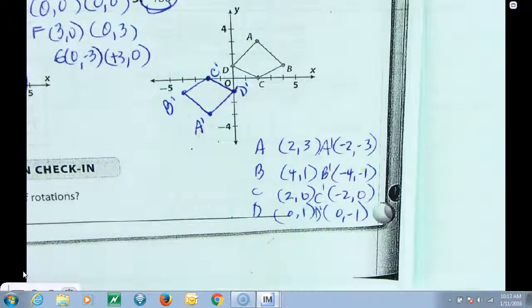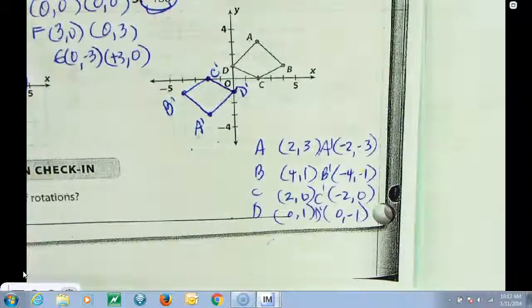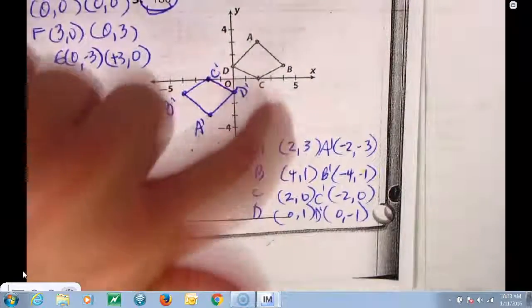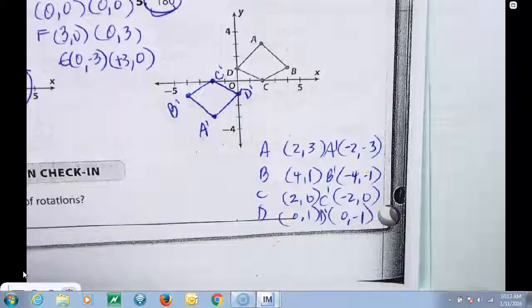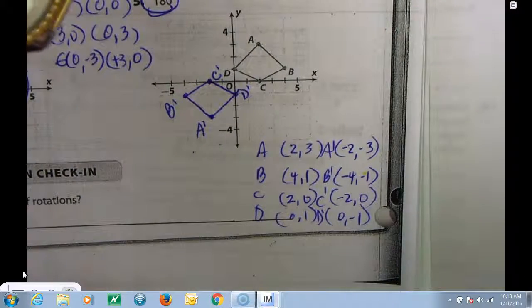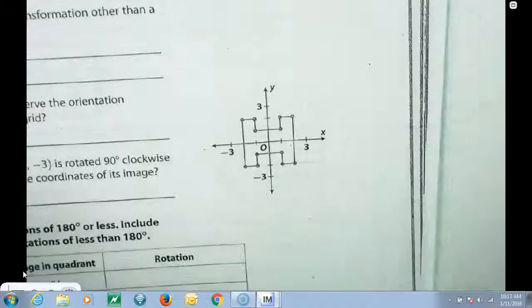There we go. That one was easy. That one was really a little bit easier than that one. On a 180, switch the signs. Okay, look at number 7.